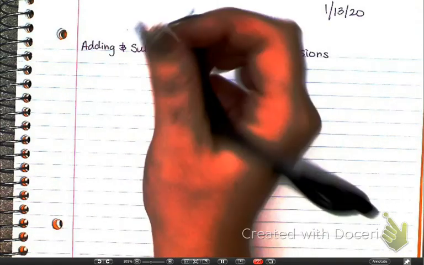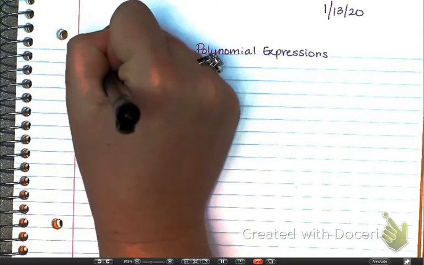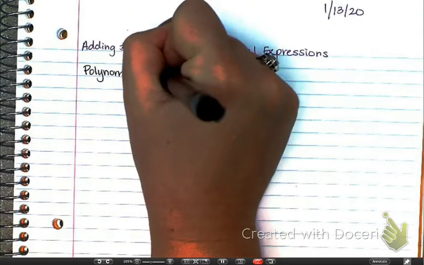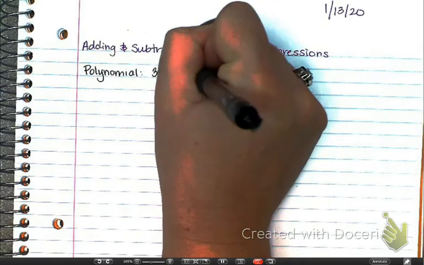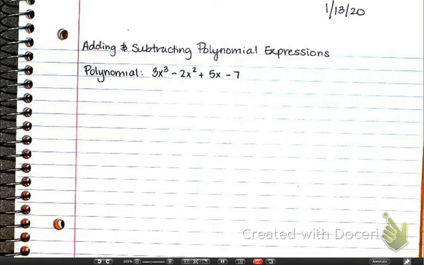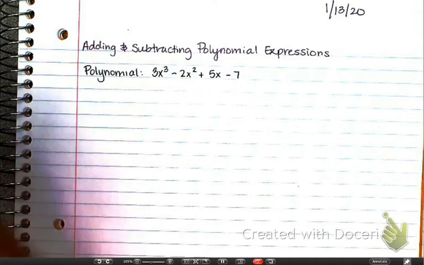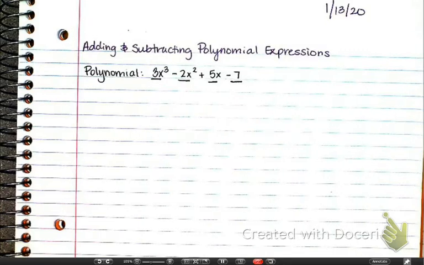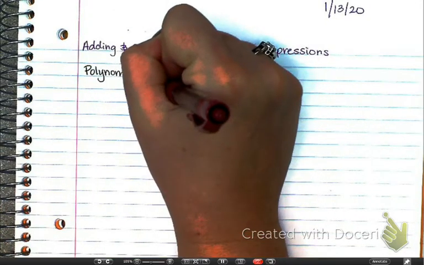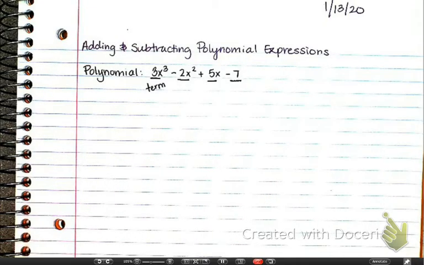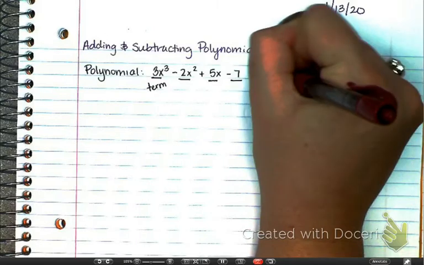So for instance, let me just add this. A polynomial could be something like 3x to the third minus 2x squared plus 5x minus 7. Okay, so this is a polynomial. It has multiple terms. Everything that is separated by your positives and negatives is considered a term. So how many terms are in this polynomial? 4. Okay, there are 4 terms.